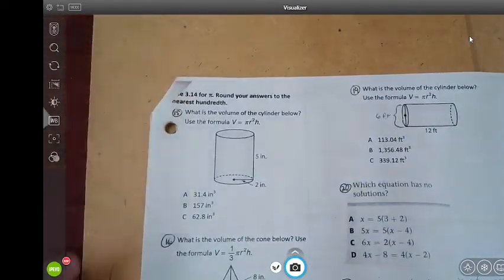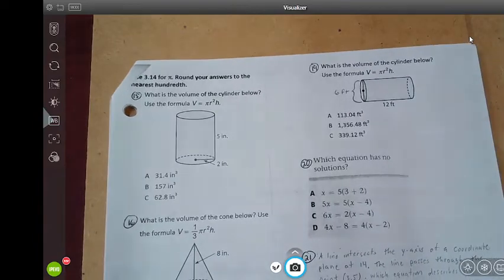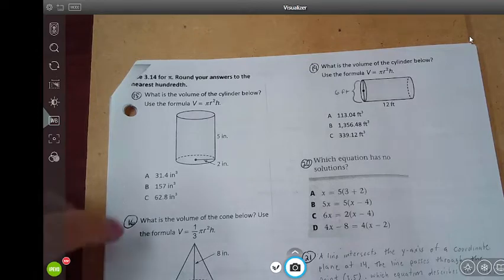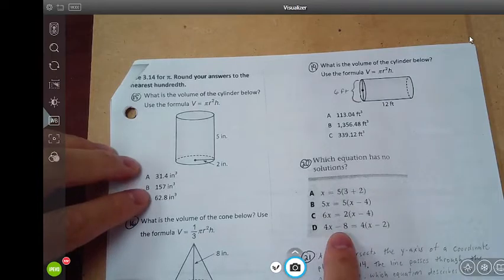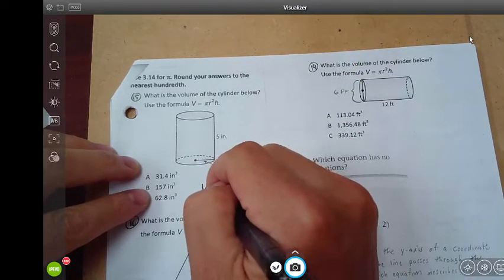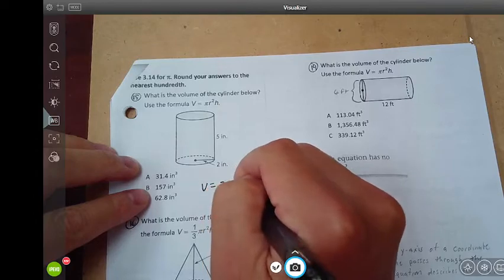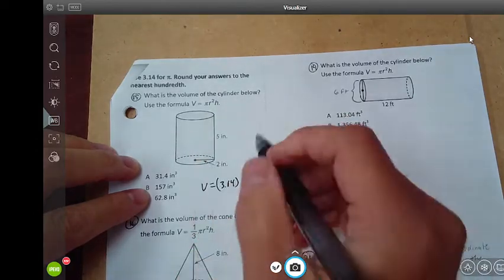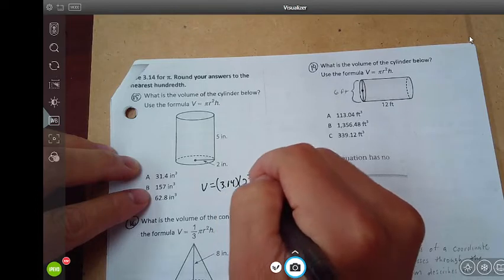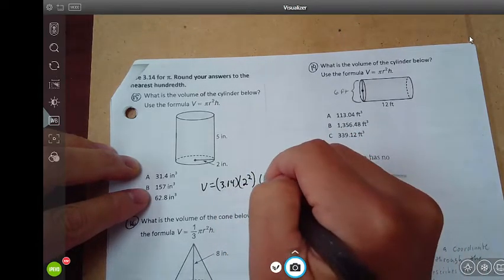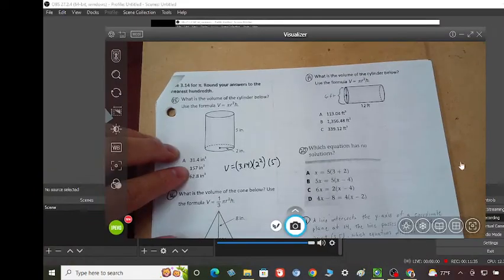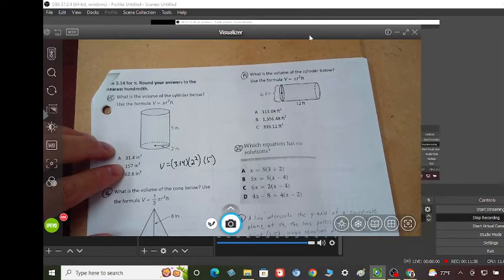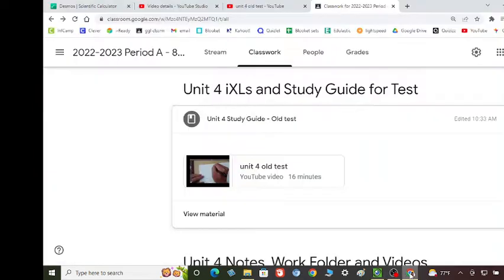Okay, so let's go ahead and look at the formulas here. We have, what is the volume of the cylinder below? Use the formula V equals pi r squared h. So V equals pi, 3.14, times r squared, the radius is 2, so 2 squared, times the height, which is 5. I'm going to put that into the calculator. Let's pull up the calculator.